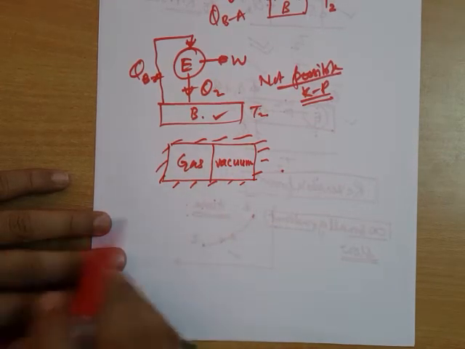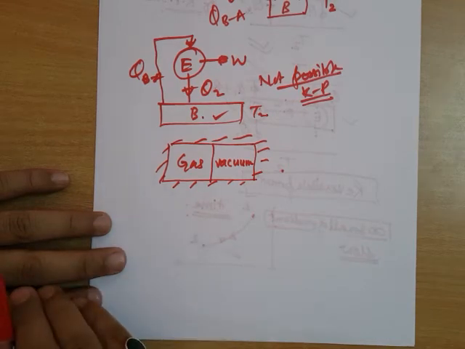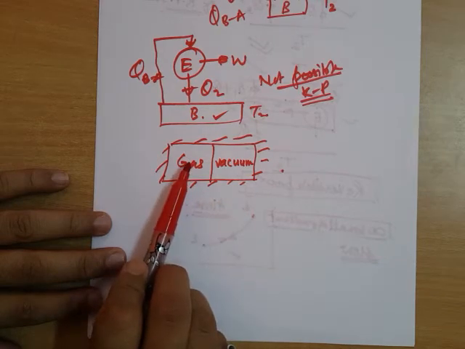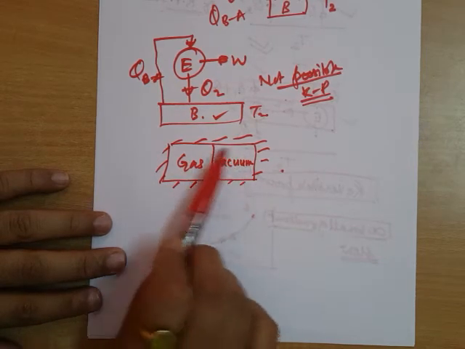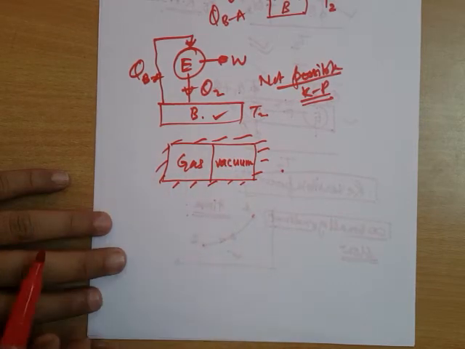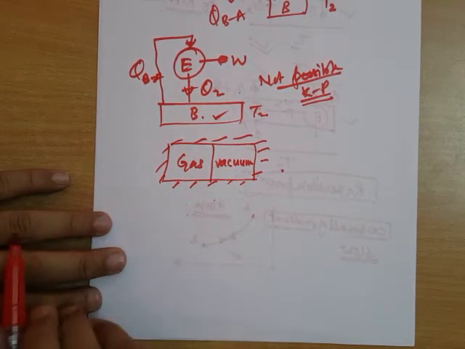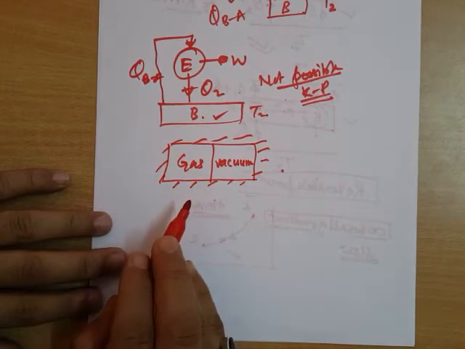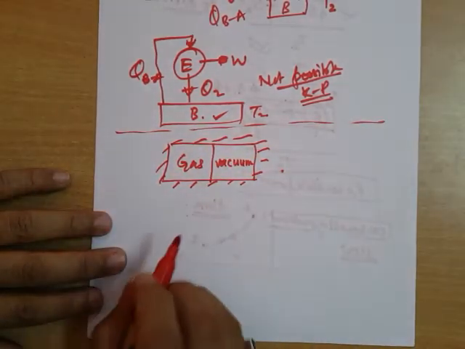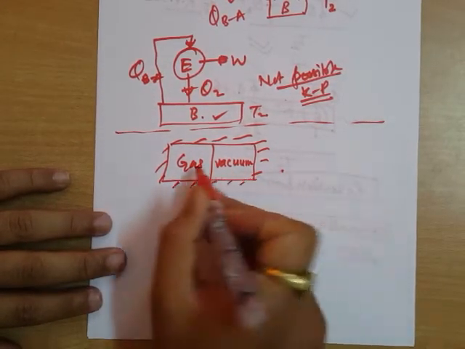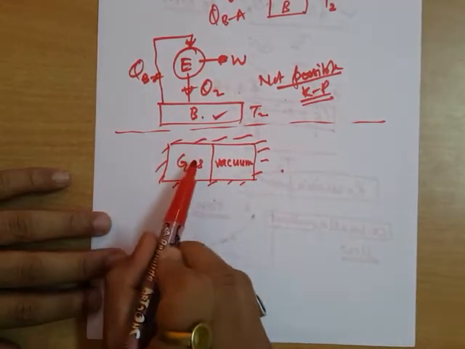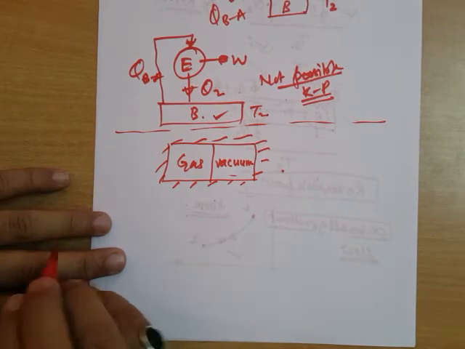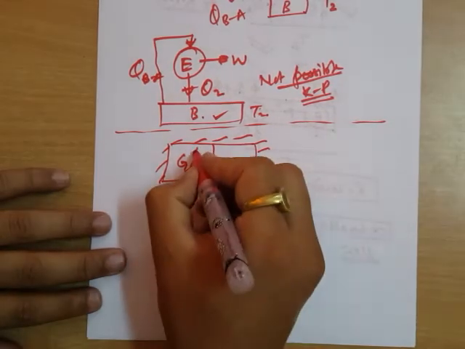But the reverse process is not possible. We know gas cannot itself come to this smaller portion and make this partition vacuum again. This is not possible. So let us say this process in reverse direction is possible. Let us say, that is, gas can come from this end to this end, accumulate here and make this partition vacuum again. Let us say this is possible. This is A, this is B.